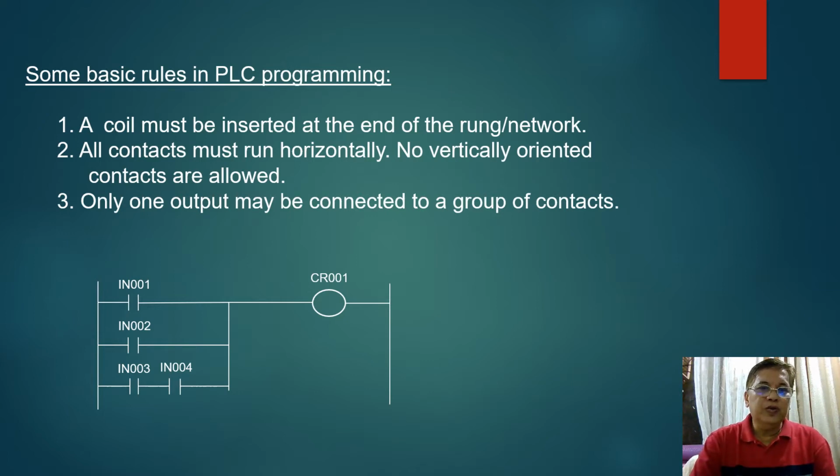The first rule is a coil must be inserted at the end of the rung or network. Okay, so this one here is the coil and it should be inserted at the end of the rung. So this one here is what we call the rung, okay, or network. So an output which is represented by a coil should be inserted at the end of the rung or the network.